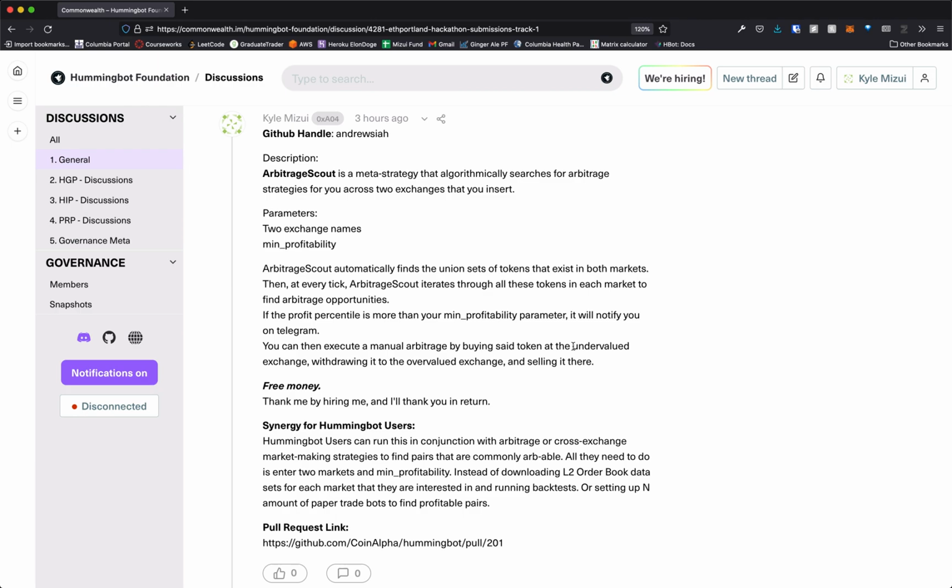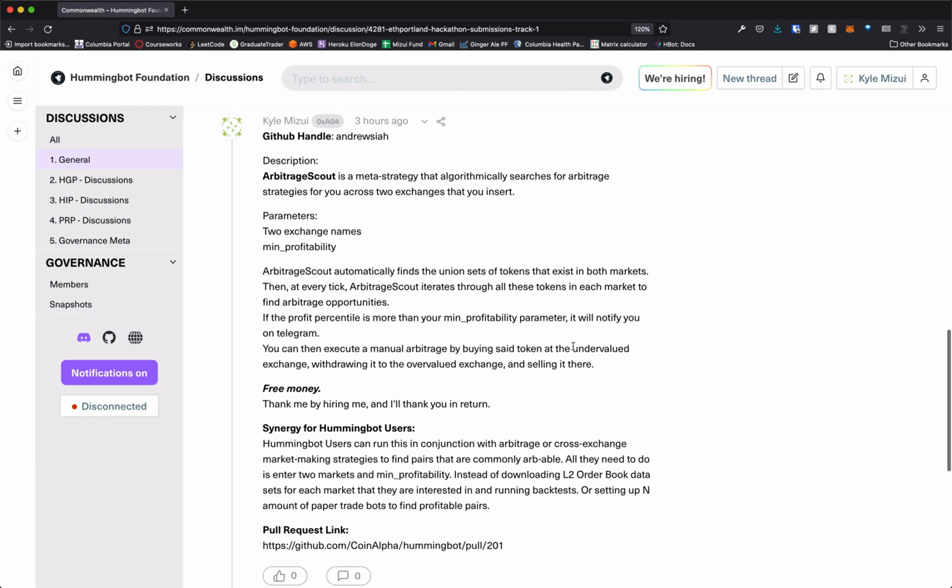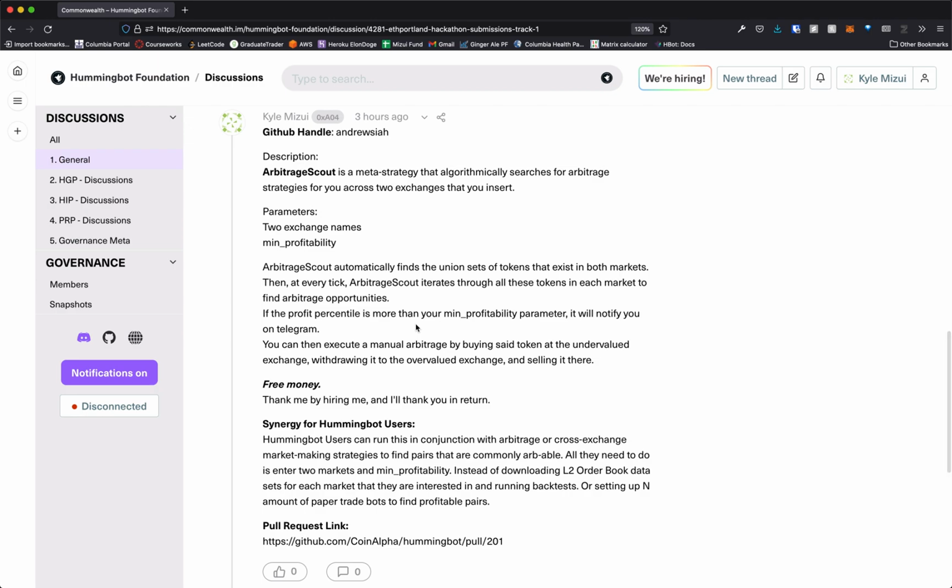each single time. So with the release of script strategy, I decided to test it out by actually just searching for all the pairs or all the tokens that exist on every single exchange, and then find a union set for them, right? So ultimately, find the tokens that exist in both markets. Then at every single tick, it will iterate through all these tokens to find arbitrage opportunities. And ultimately, if the arbitrage opportunity is more than your minimum profitability parameter, it will notify you on Telegram, which is a feature that is already available in Hummingbot.